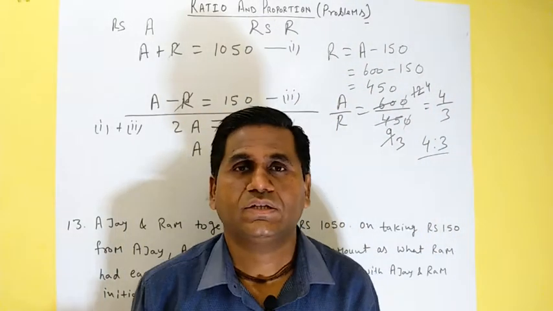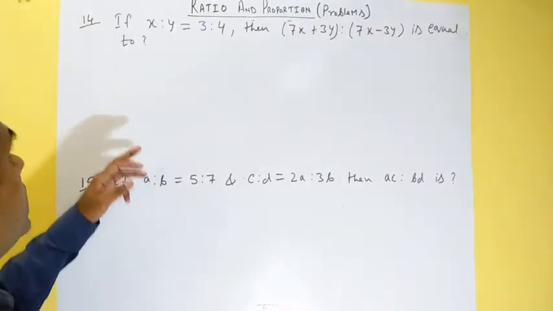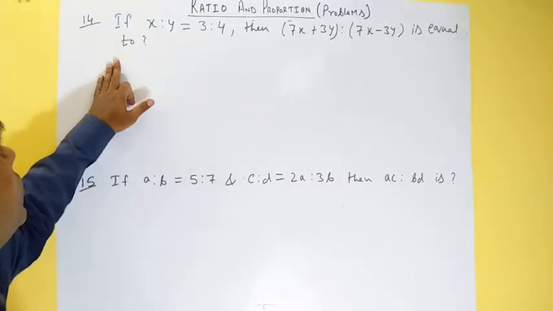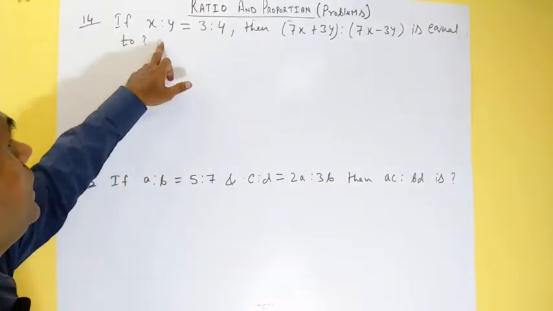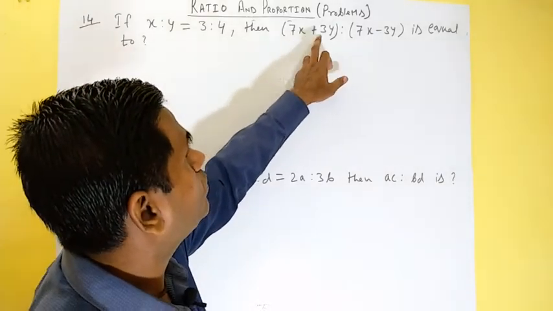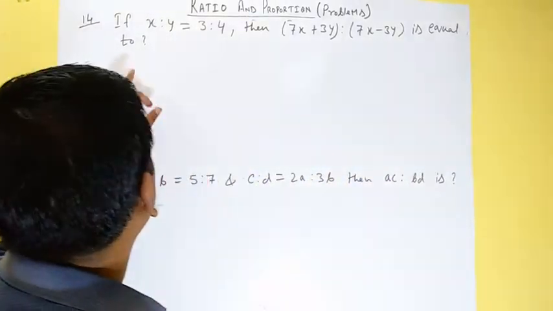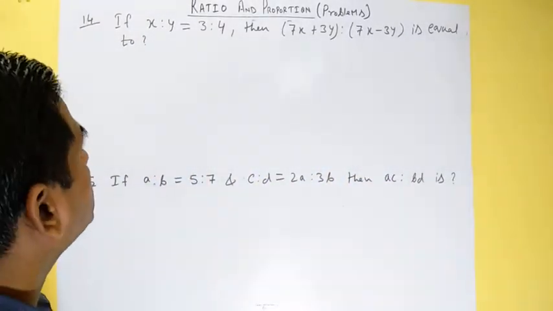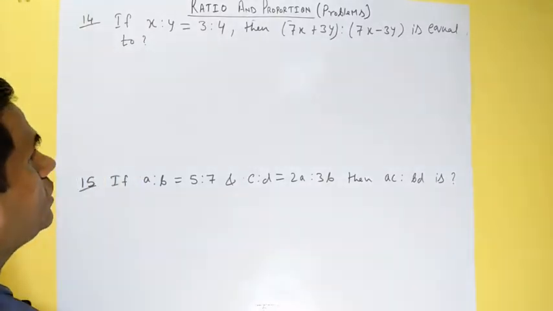Now quickly let us solve 2 more problems, friends. So here I am back with the next set of problems, friends. Let us solve this question number 14. In question number 14, it says if x is to y is equal to 3 is to 4, then 7x plus 3y is to 7x minus 3y is equal to how much? So we will solve this very easy, friend. There are 2 methods. First, let us solve using the shortcut method.